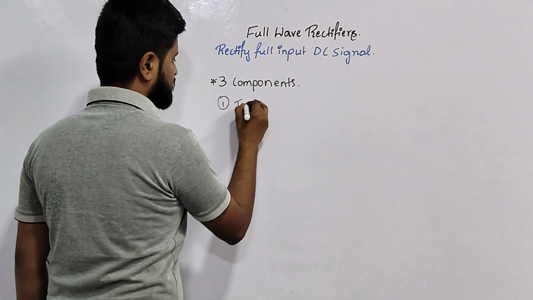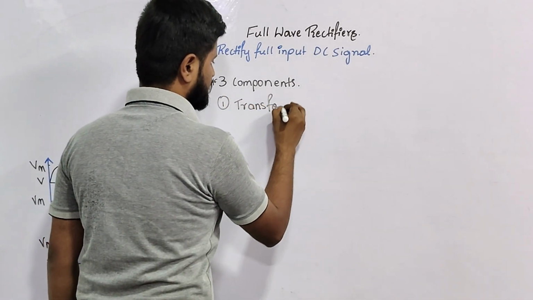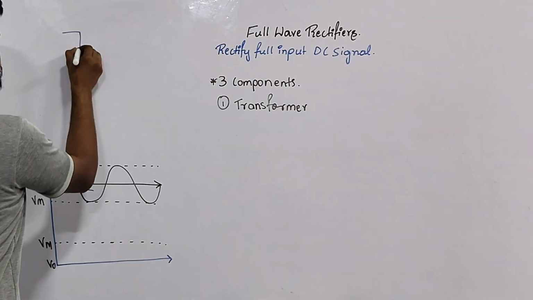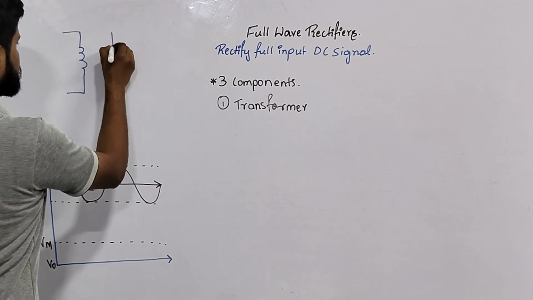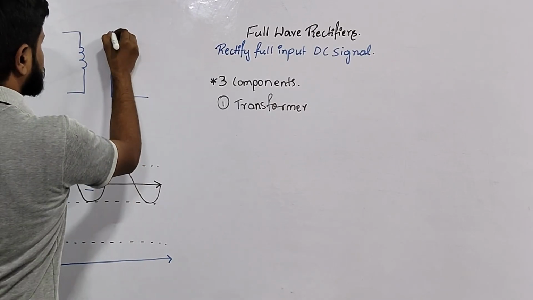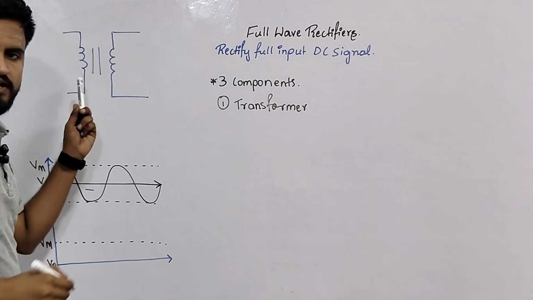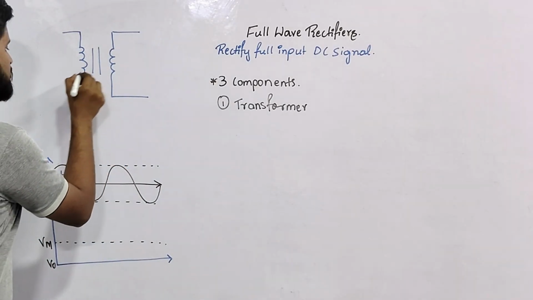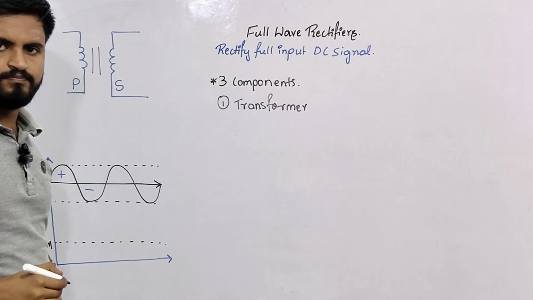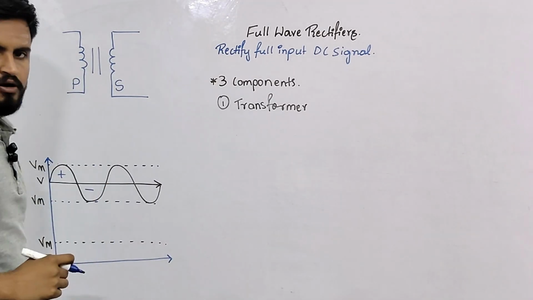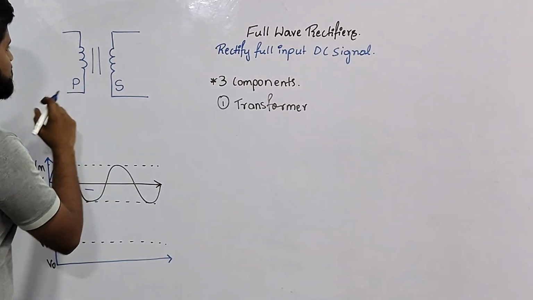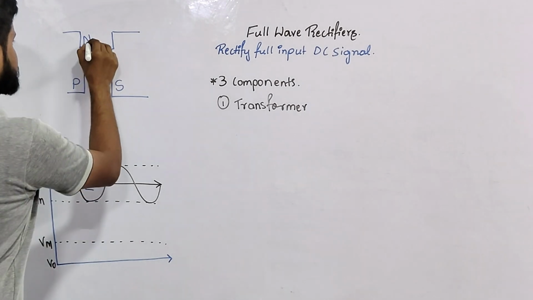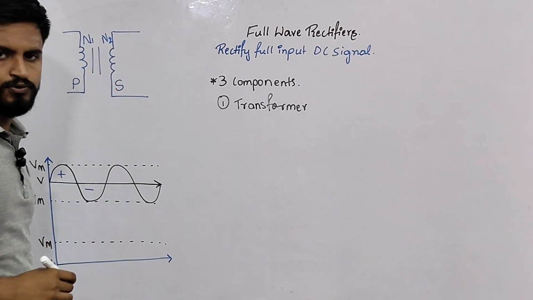First one is the transformer. Let's design this one. Here in the transformer we will have two coils. The first one will be the primary coil and the second one will be the secondary coil. The number of turns in the primary coil, I will call N1, and the number of turns in the secondary coil, I will call N2.